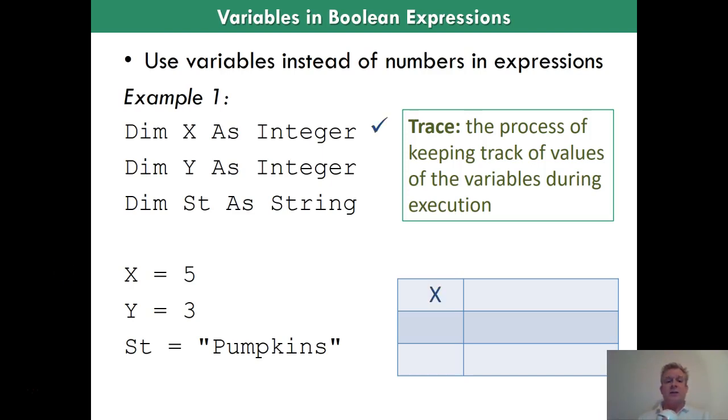We start off with x. It's an integer, so we track it in the left-hand column. Same with y, same with st for string. Now we assign values to these variables. We start off by putting 5 into x. We assign 3 into y, and finally we assign pumpkins into st. So now we have created our trace. This is a simple trace. In this case, each variable has only been assigned one value. Now let's go and do something with these 3 variables.